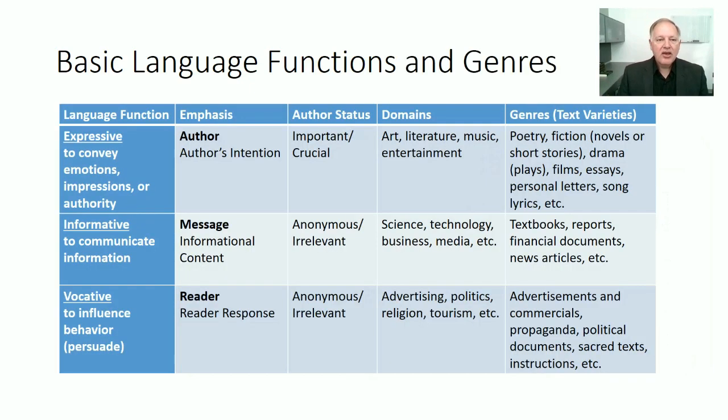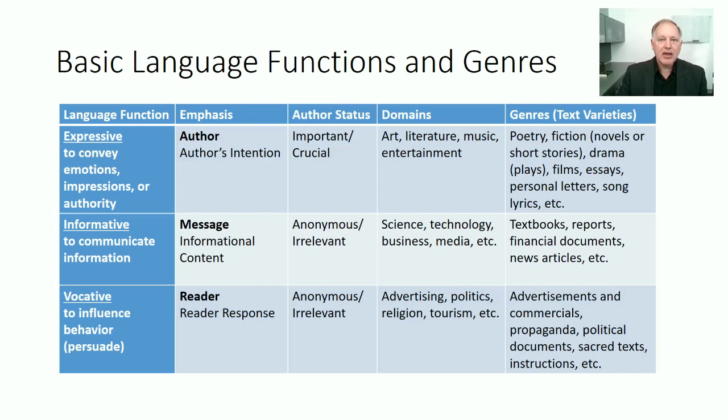Okay. Finally, on this slide, what I wanted to illustrate is the alignment, or the associations, between these three basic language functions on the left, the status of an author, right, and certain types of genres. So for example, if we look at the expressive function, again, that's the use of language when we're trying to convey emotion, impression, or even authority. In this type of text, the author's intention is important. The author's status is crucial. We care who the author is.